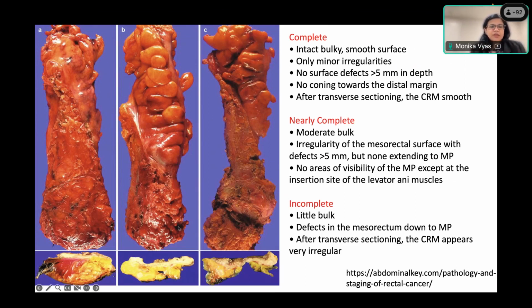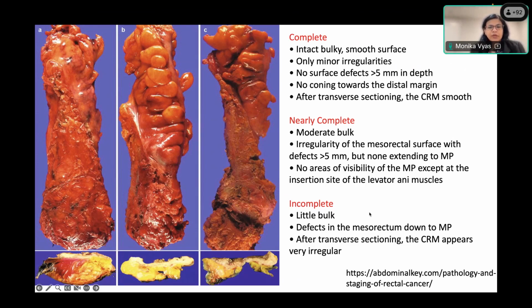Whereas if you see breaks or discontinuity in the tissue like this, if the bulk of the mesorectum is moderate, if there is irregularity on the mesorectal surface and defects more than 5 millimeters, but none of them extending up to the muscularis propria, and you don't see any visible areas of muscularis propria, that is nearly complete.